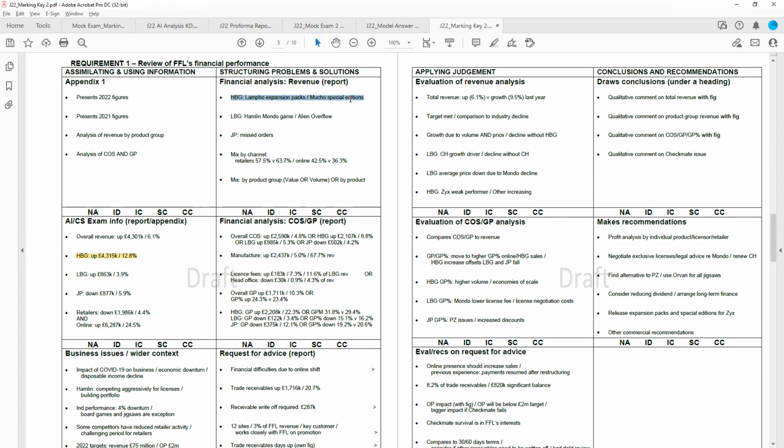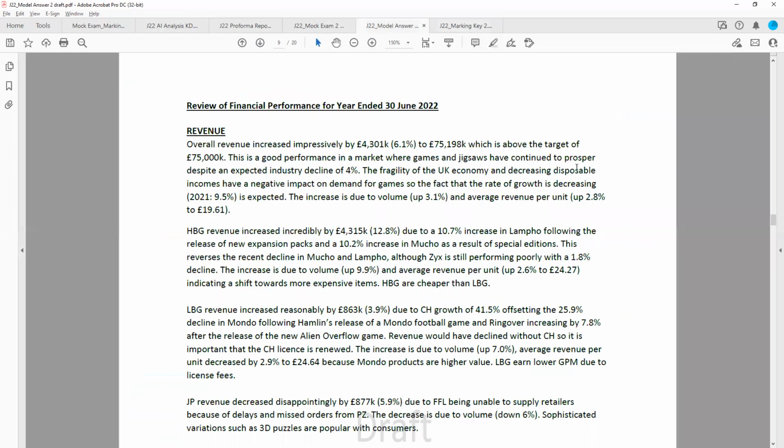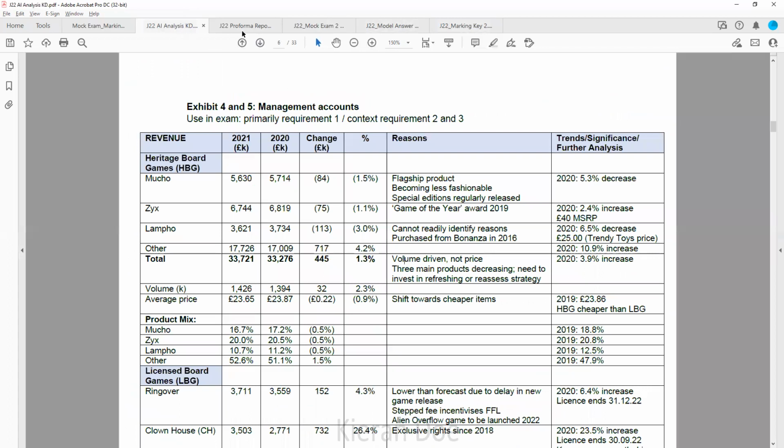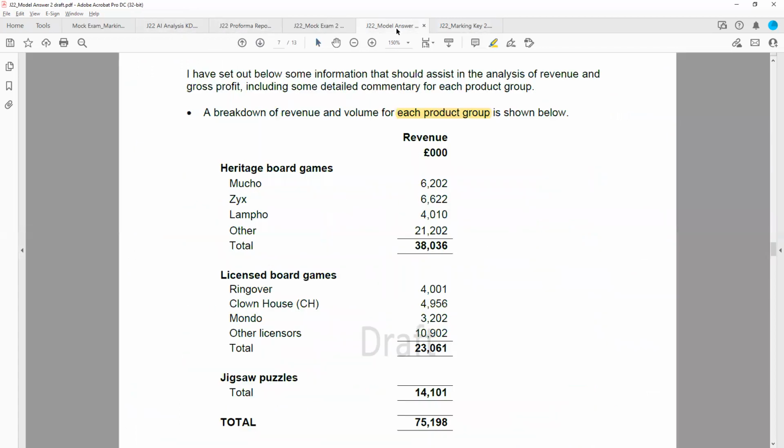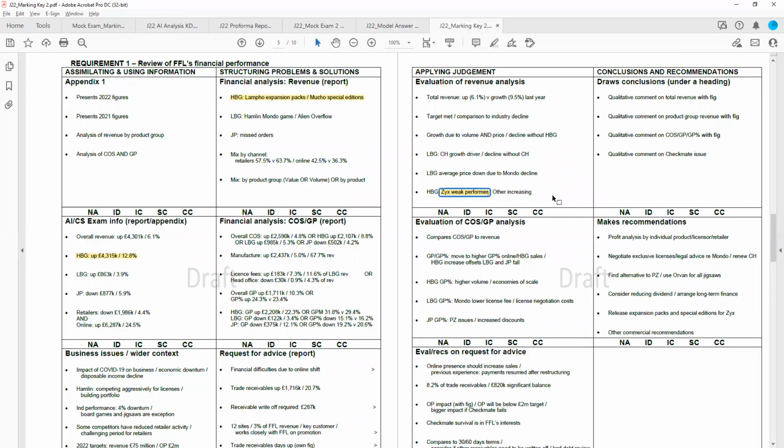With our reason, which we've got here, you could have had either of those reasons, but we got both. And then a further insight point, we said Zincs hasn't performed well. You can see I haven't mentioned that. I don't think I said weak performer, but I used an equivalent phrase. Zincs is still performing poorly. That's equivalent to saying it's a weak performer. Even if you said Zincs hasn't done well, you'd still pick up that mark there. It doesn't have to be exact word for word, as long as you have made that point.